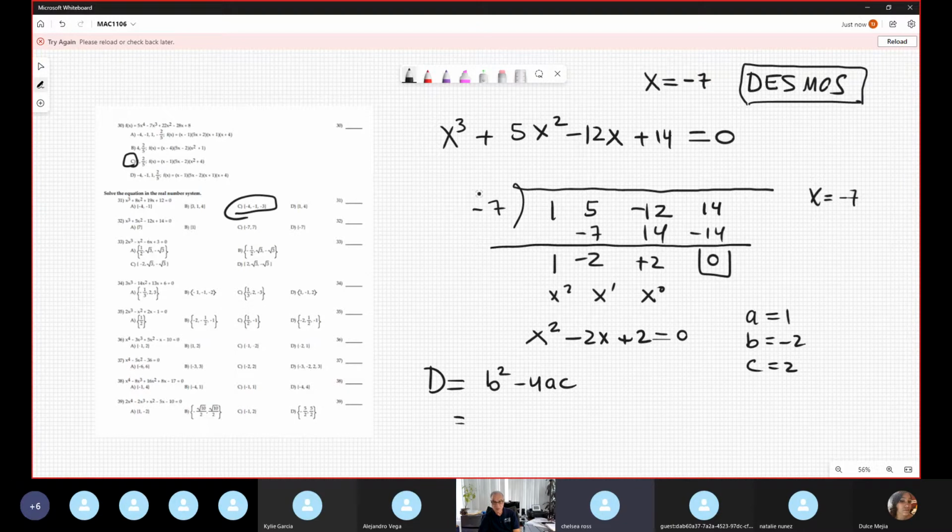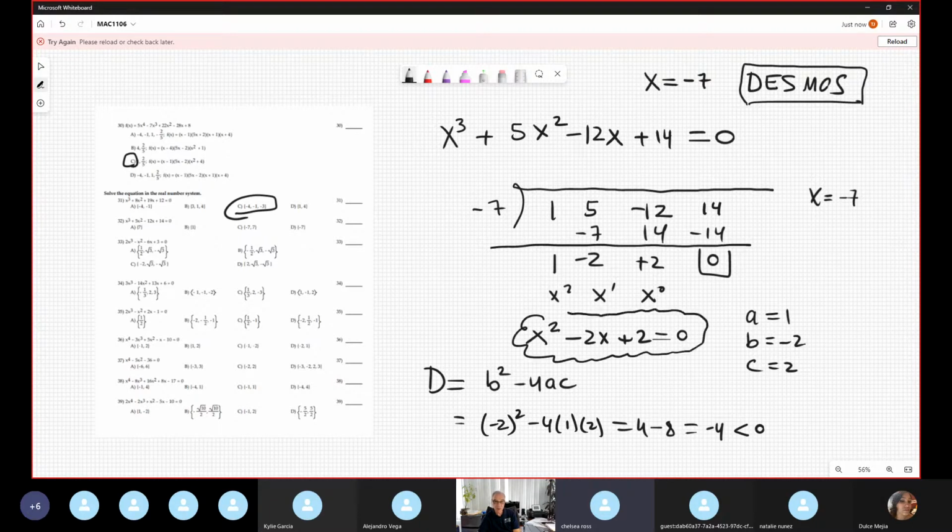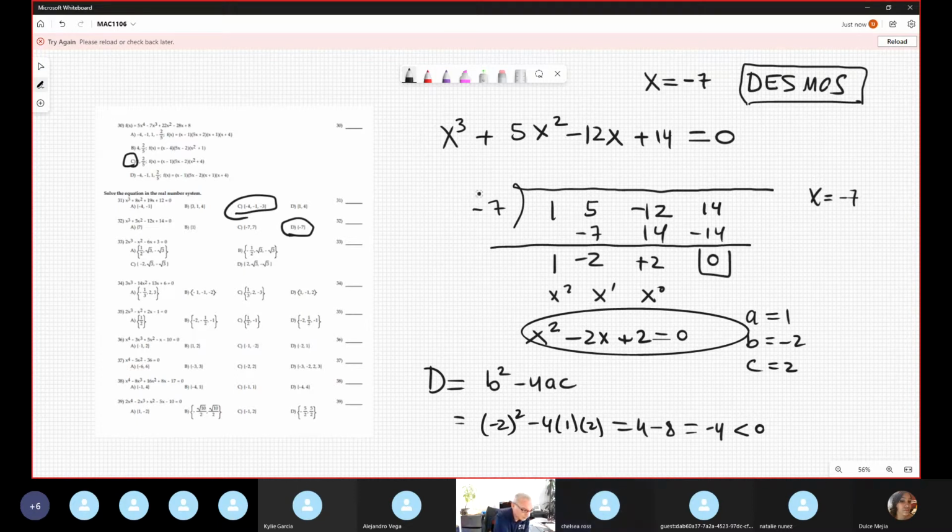Then it's b squared, which is negative 2 squared, minus 4 multiplied by 1 multiplied by 2. This is 4 minus 8, which is negative 4. If the value of the discriminant is negative, then for sure the solution of this part is complex, not real. So the only solution that we have is negative 7, like D.